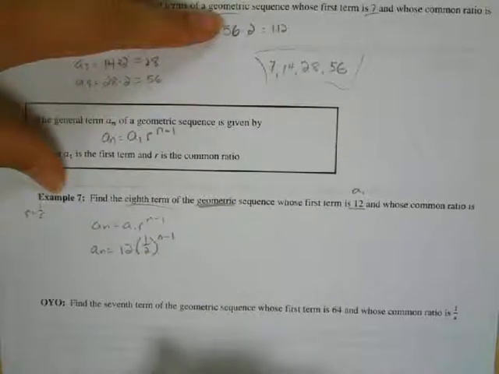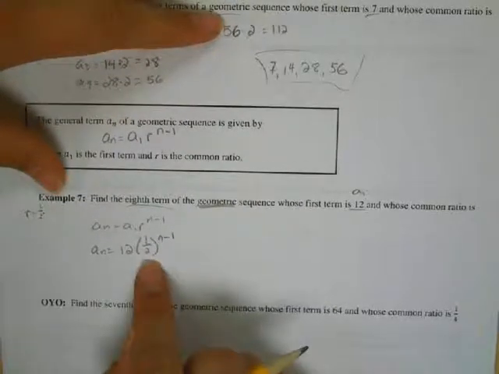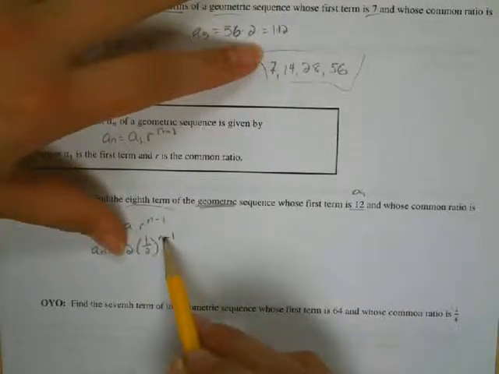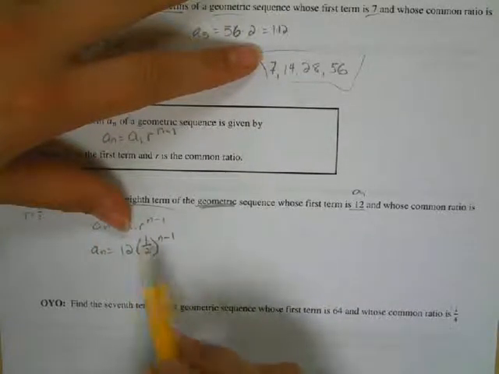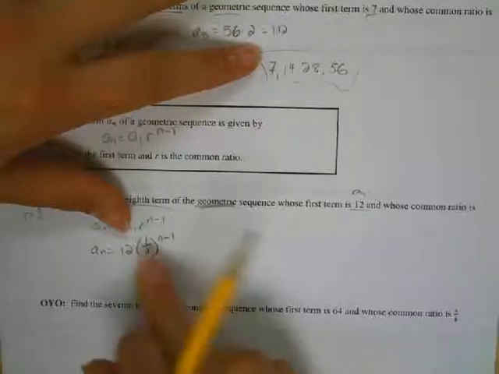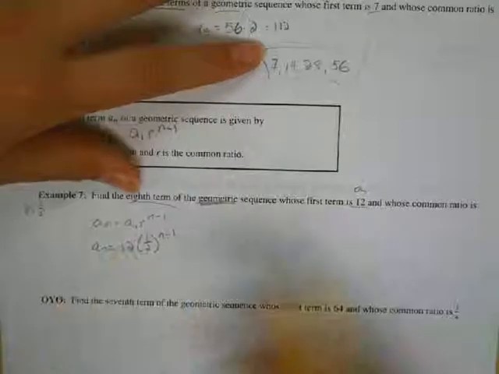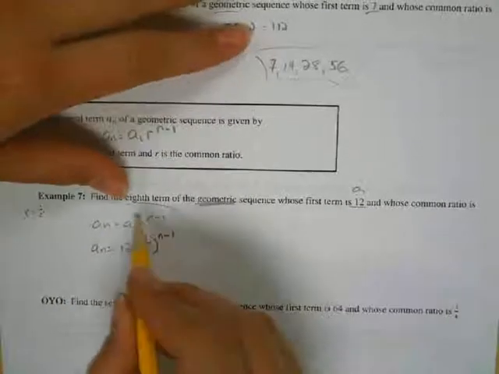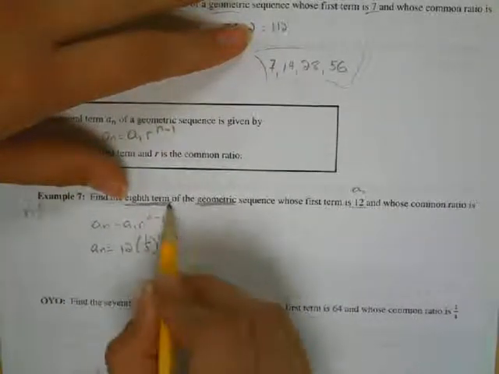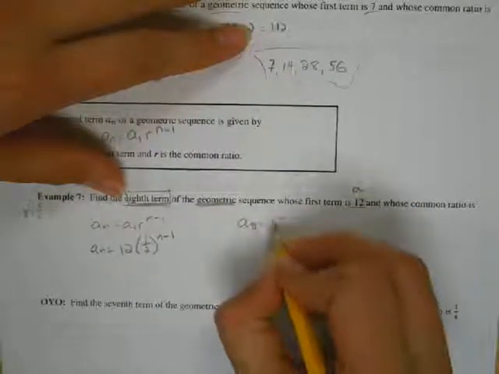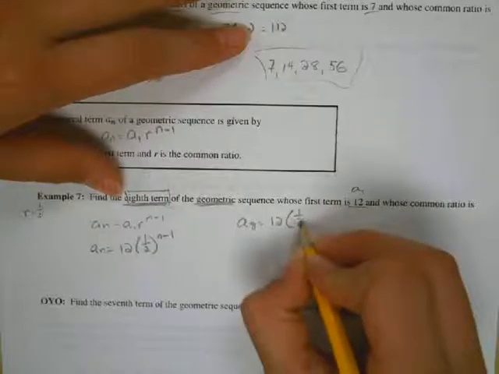Do not change this to 6. Order of operations says I have to do that exponent before I can multiply. So you cannot multiply those together yet. You have to do that exponent first. So you're going to leave it just like this until I use it. Now I want the 8th term, is what they asked for. So let's find the 8th term. A sub 8 is 12 times 1/2 raised to the 8 minus 1.